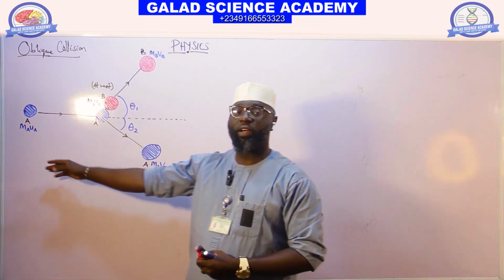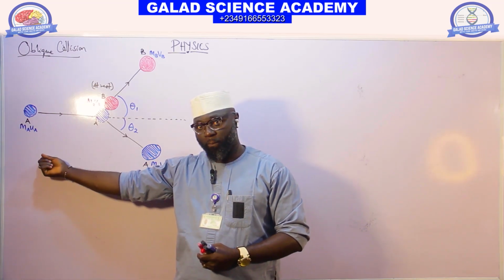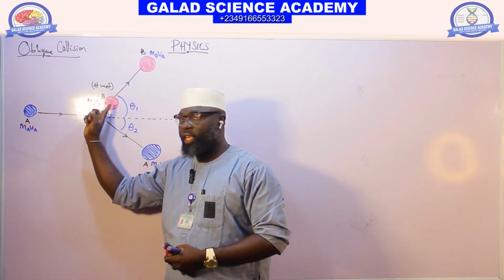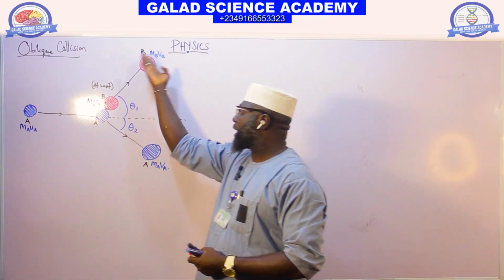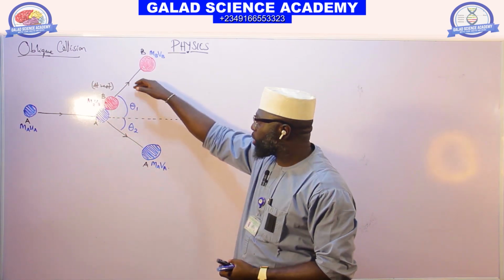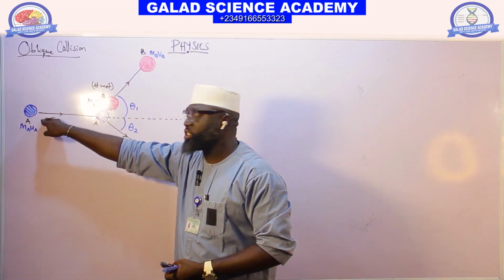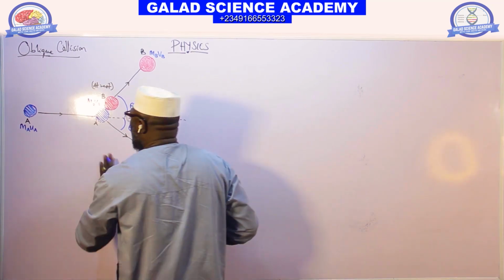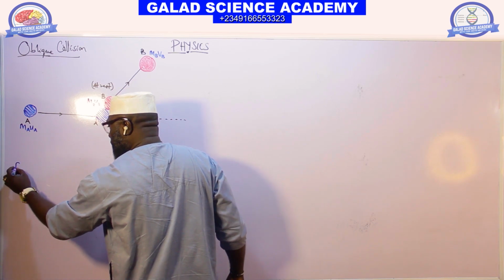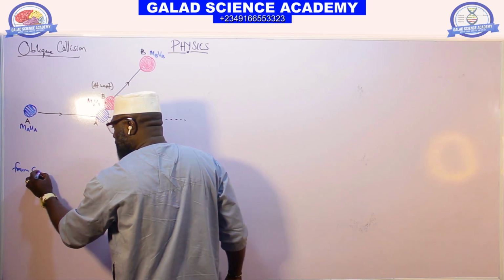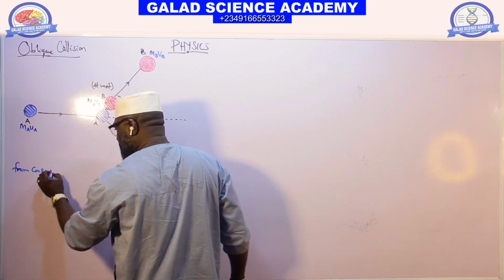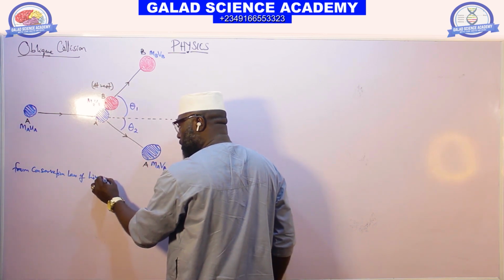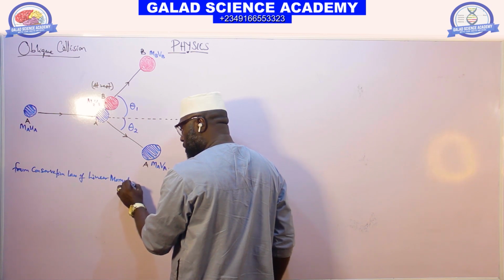This kind of collision is very common in snooker. Assume this is a white ball that you use to hit or strike the red ball. If you hit the red ball, it goes like this and the white ball comes like this. And this is the angle formed with the initial horizontal line. So in this case, we now apply the law of conservation of linear momentum.